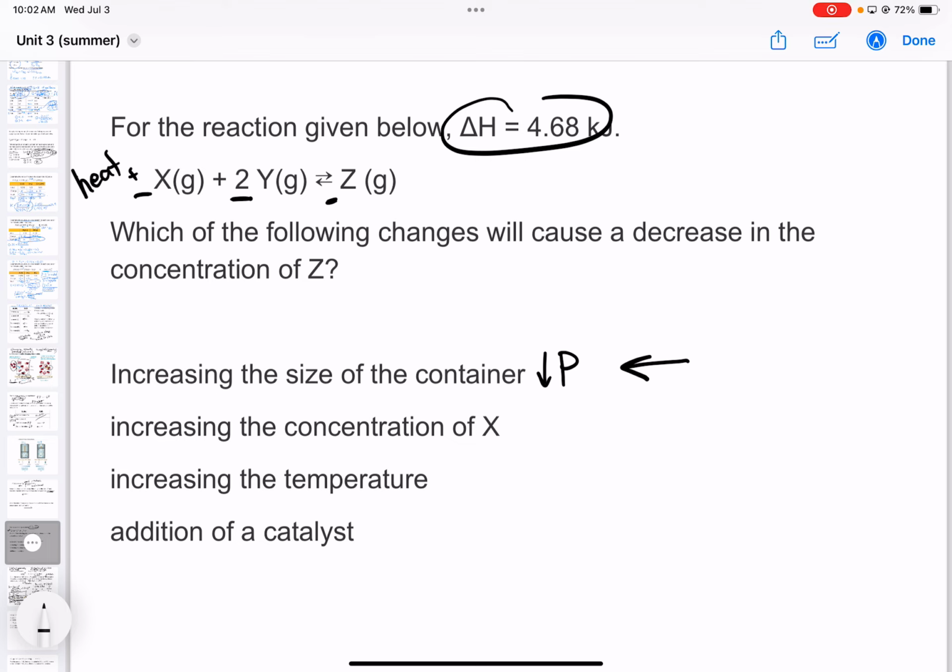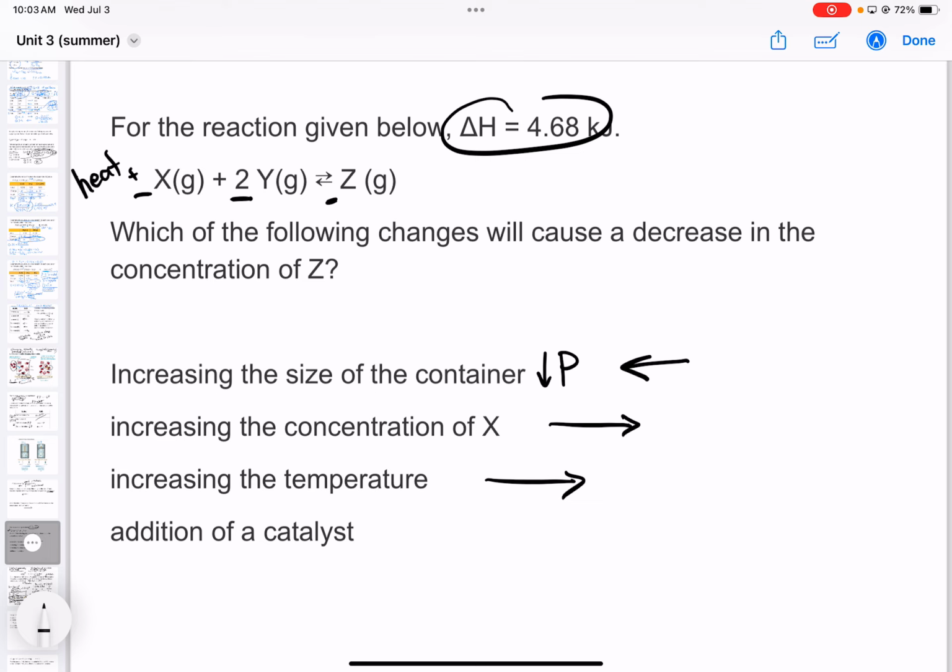So it's going to shift to reactants to bring that pressure back up. Increasing the concentration of X, we'll need to get rid of some of that X, so it'll shift to products. Increasing the temperature is like adding heat, which is a reactant. So again, it's going to shift to products.